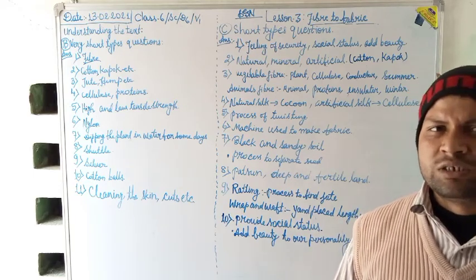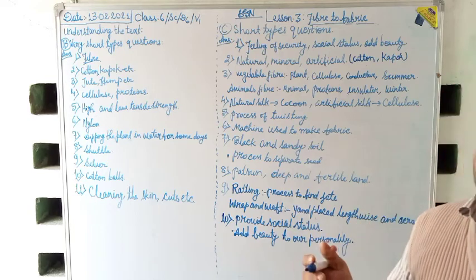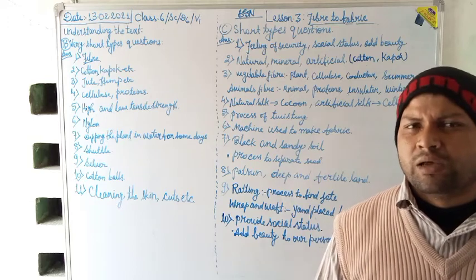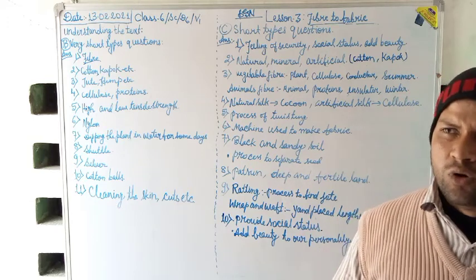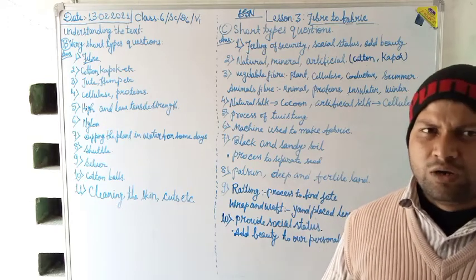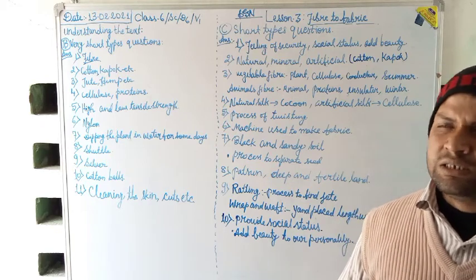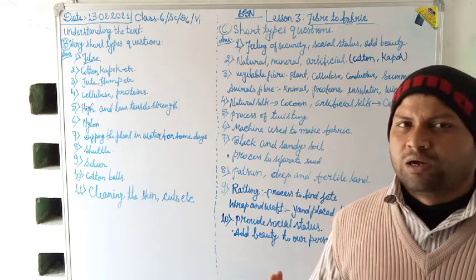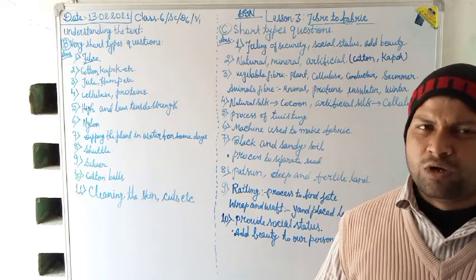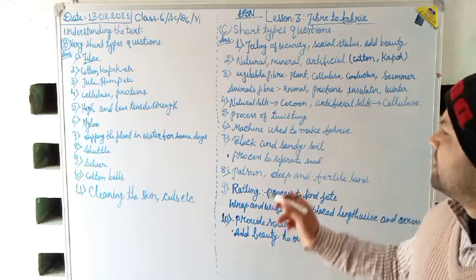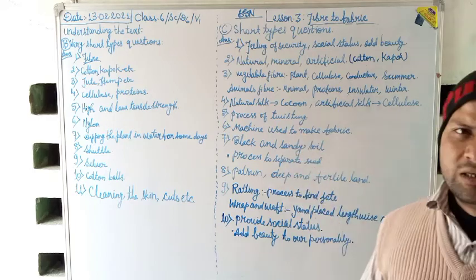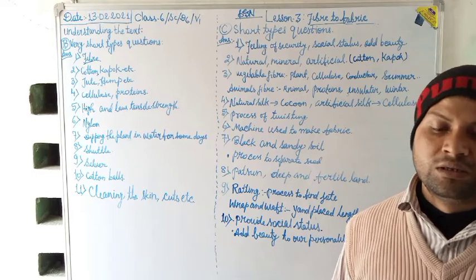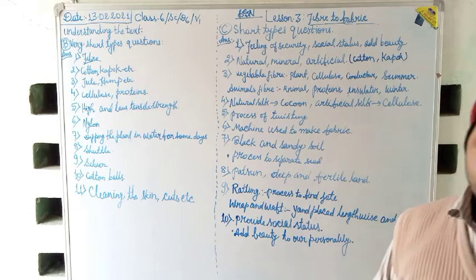So this is the process, and in industry it is carried out by machines, but at homes, in small industries, it is done by a device called takli. So these are the descriptions about spinning. Now let us move towards the sixth question.